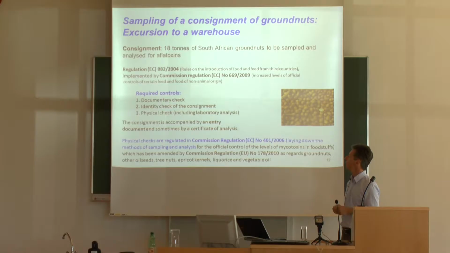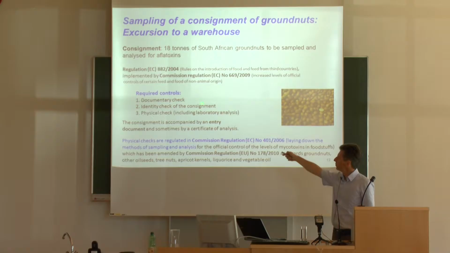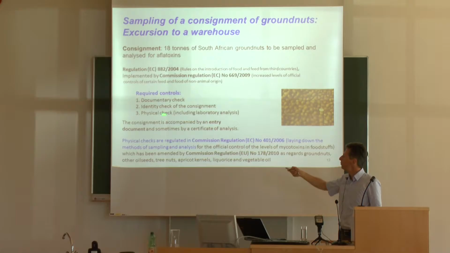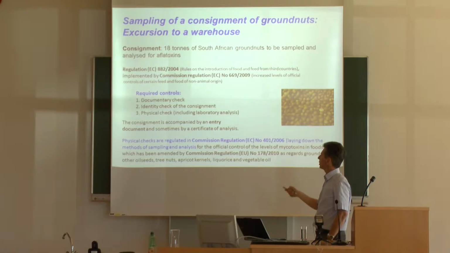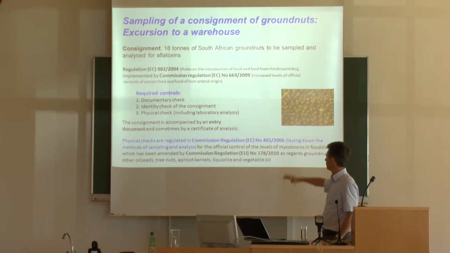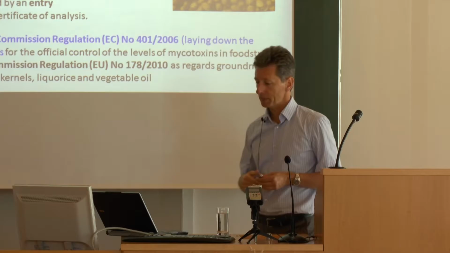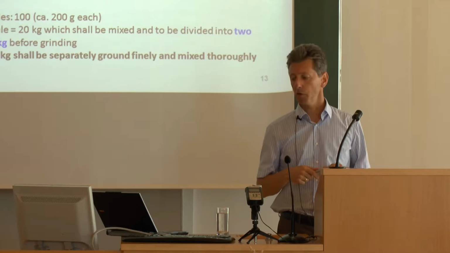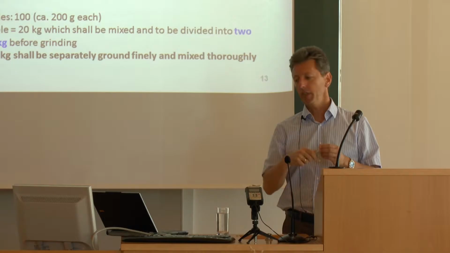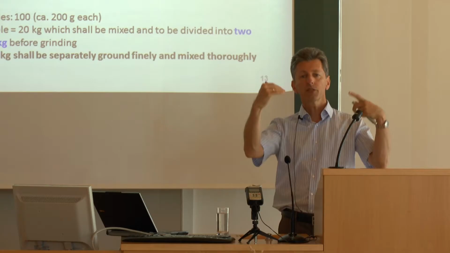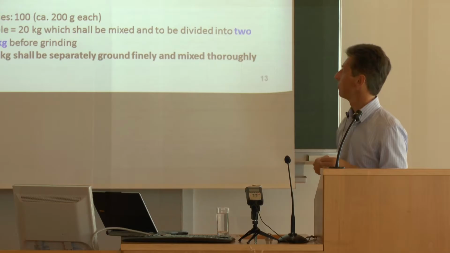There is actually a required control, which consists of a documentary check, identity check of the consignment, also a physical check, including laboratory analysis. And the consignment is accompanied by an entry document and sometimes by a certificate of analysis, all laid down here in these regulations, together with the regulation I've mentioned before, 401/2006, laying down the methods of sampling and analysis. And according to that protocol, the sampling was performed and checked whether or not this lot exceeds or does not exceed the maximum limit which has been laid down by the regulators.